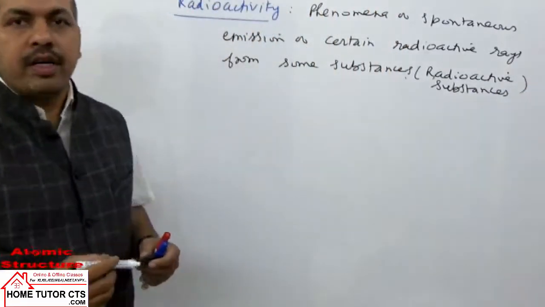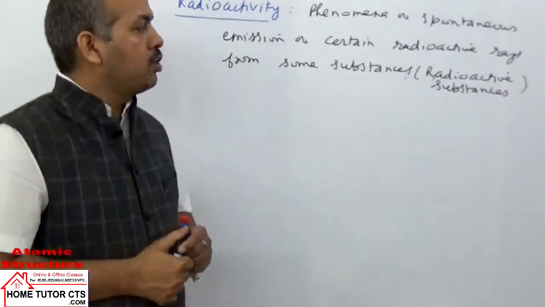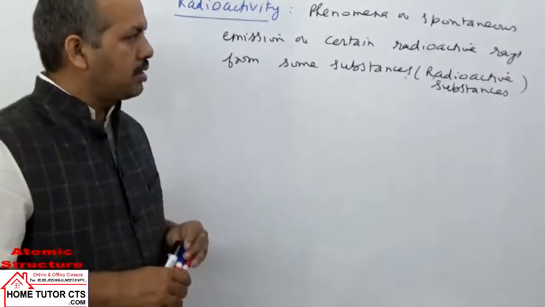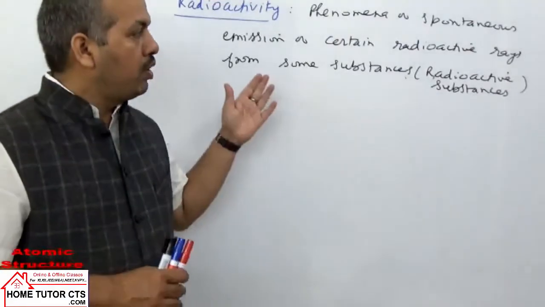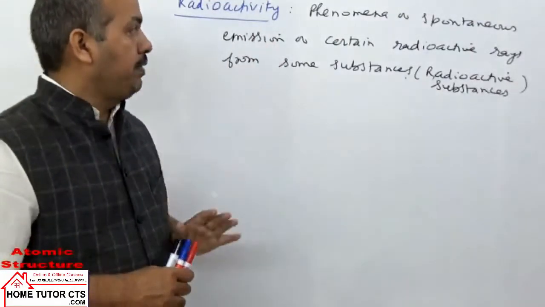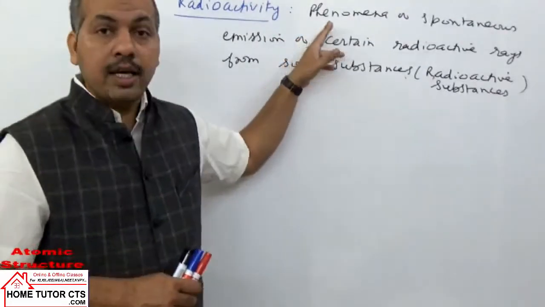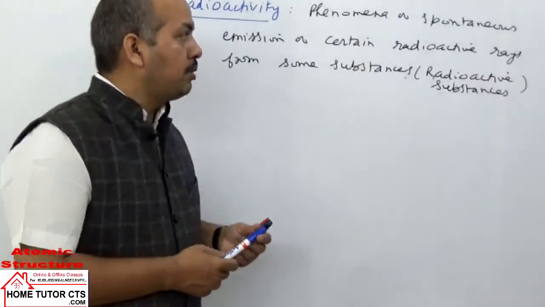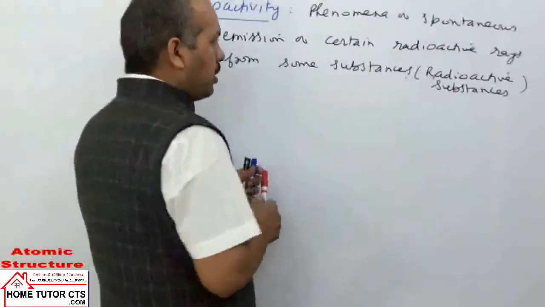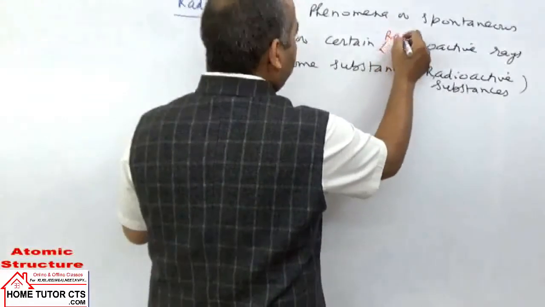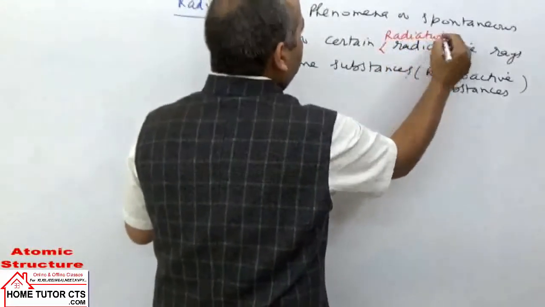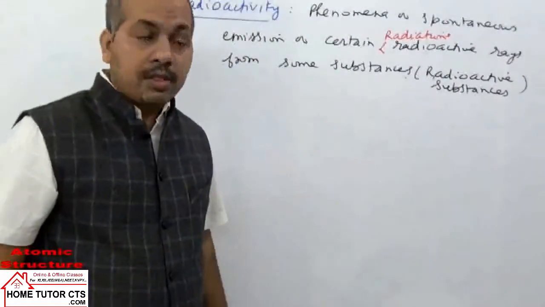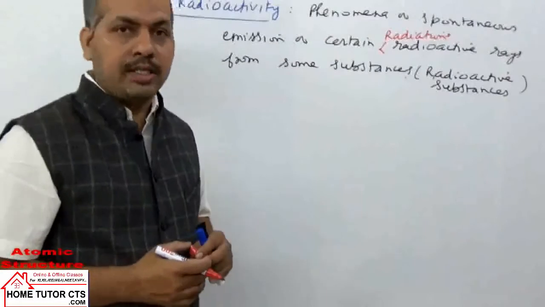In nature we have several elements, in fact many elements, which can show the property of radioactivity. Not much common, but there are several elements or atoms which show this property, radioactivity. It is a phenomenon of spontaneous emission of certain radiations, because we normally call them radioactive rays. Radiations or radioactive rays from some substances. These substances are called radioactive substances.